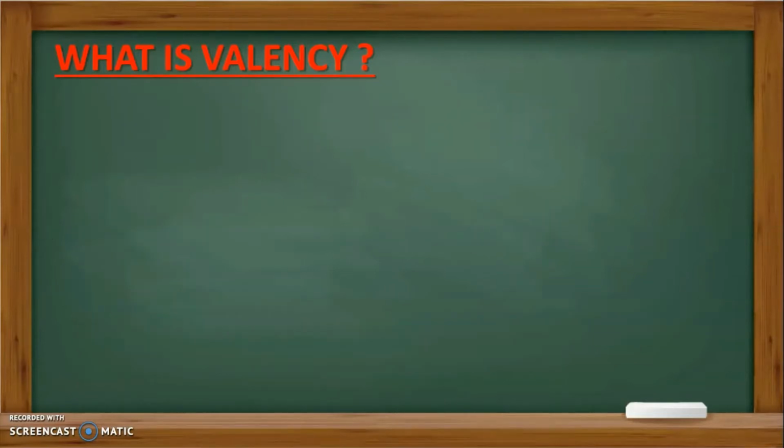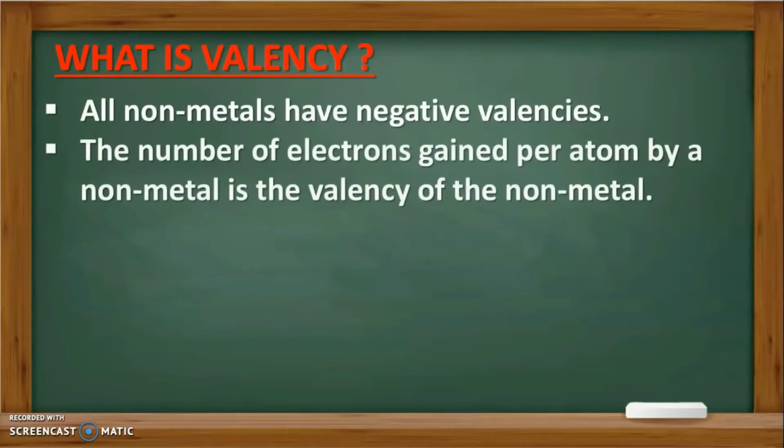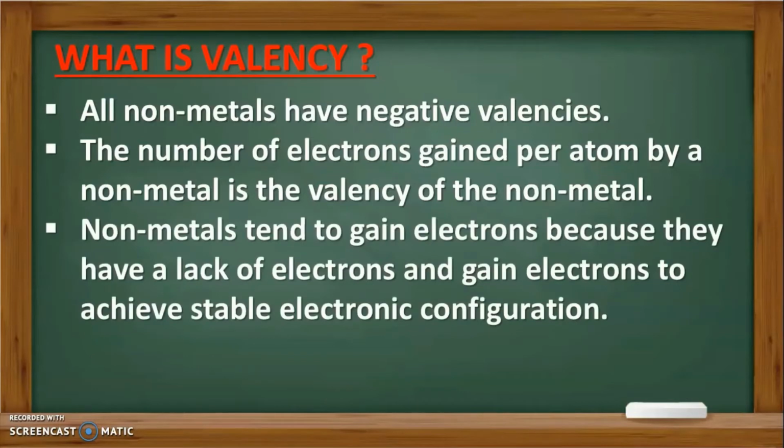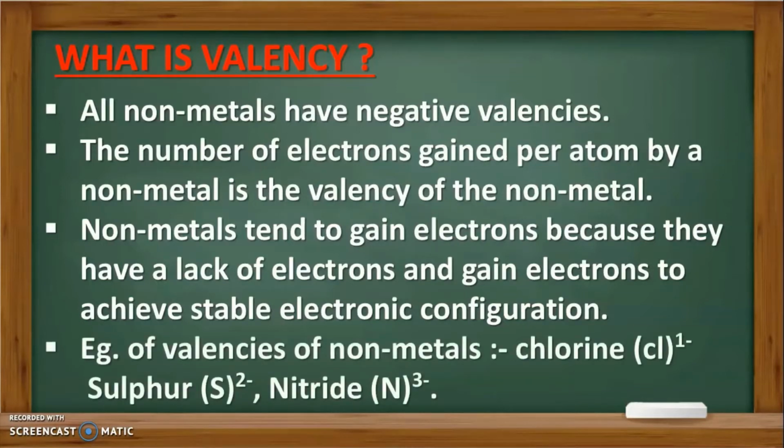If we talk about nonmetals, all nonmetals have negative valencies. The number of electrons gained per atom by a nonmetal is the valency of the nonmetal. Nonmetals tend to gain electrons because they have a lack of electrons and they want to achieve a stable electronic configuration, so they gain electrons. Some examples of nonmetals with negative valencies are chlorine, which has a valency of 1-, sulfur, which has a valency of 2-, and nitride, which has a valency of 3-.